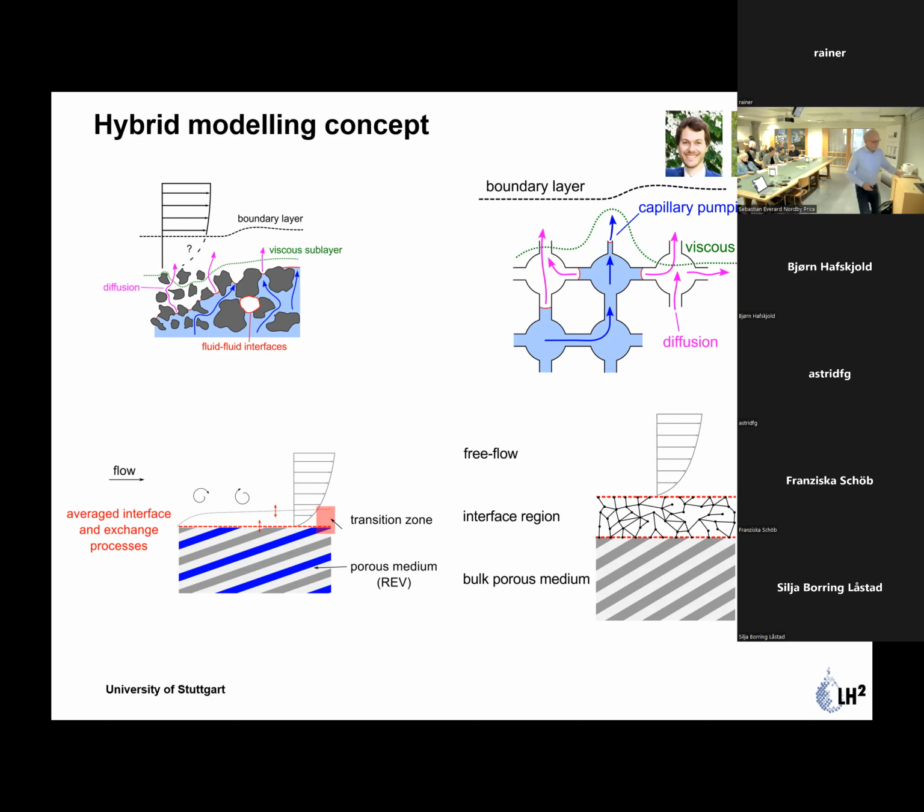Now, the idea was really to have a hybrid model: at the interface a pore-network, and in the surrounding far field, we use REV models.